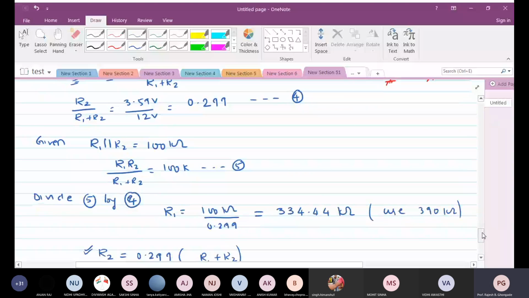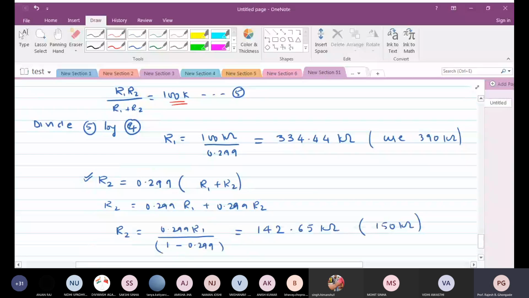Now we are also given in the specification that R1 parallel R2 is 100 kilo ohms. So I can use this feature very nicely here. What is R1 parallel R2? It is nothing but R1 R2 divided by R1 plus R2, which happens to be 100 kilo ohms. Call this equation number 5. Now I simply divide equation 5 by 4 to obtain the value of R1. R1 turns out to be 334.44 kilo ohms. Later on I will be using the standard value of 390 kilo ohms.